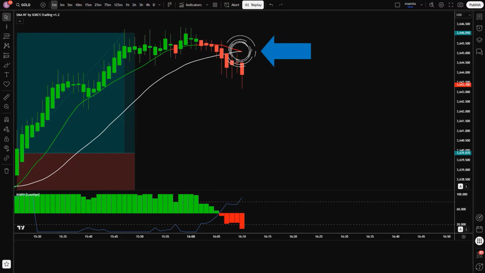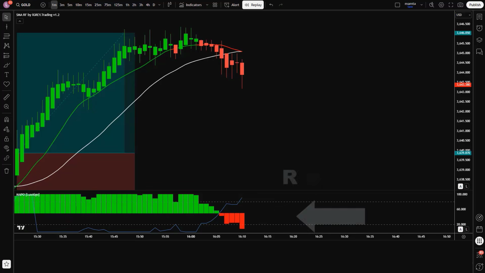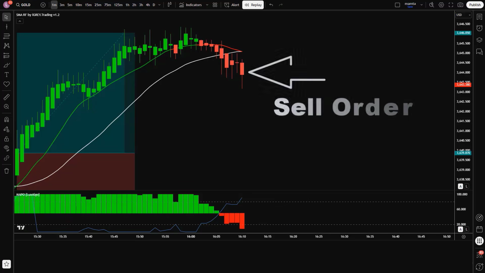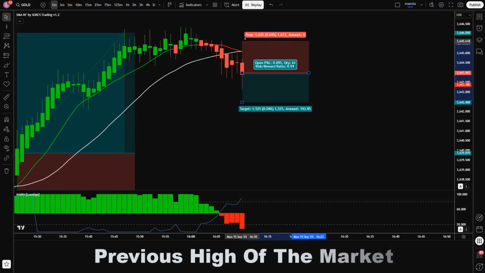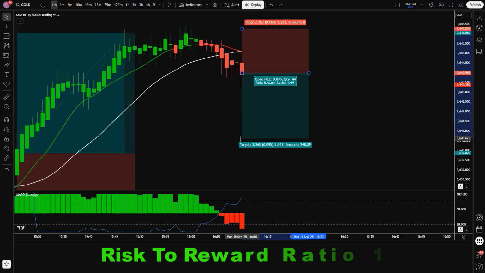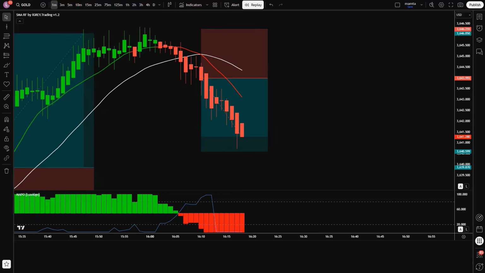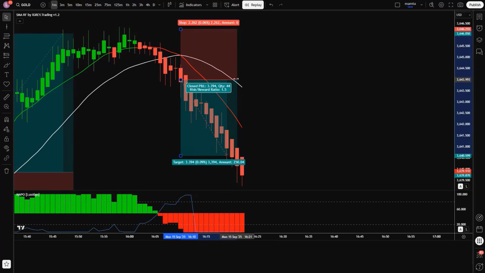Here the simple moving average indicator's MA line and regime MA line were crossed. Here the moving averages proximity oscillator indicator shows red color columns. Here the market forms a bearish candle. So all our conditions are fulfilled, and we will place a sell order. Our stop loss is the previous high of the market, and the risk to reward ratio will be 1:1.5. The market has completely hit the target. Let's find the next trade.